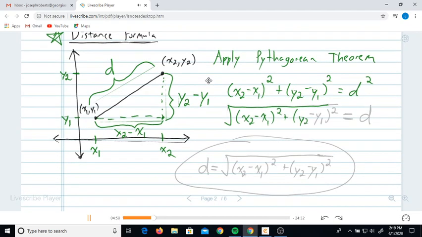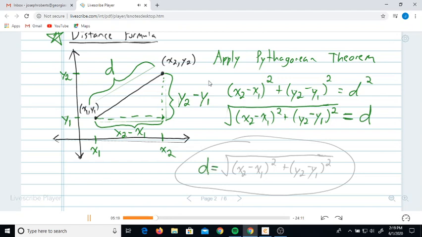Now you might be wondering, Mr. Roberts, don't you need a plus or minus? If you take the square root on both sides, you're supposed to have a plus or minus. And algebraically speaking, you are correct, but in the context of what we're doing, this represents distance. Distance is always positive, thus we do not need the plus or minus here. And there's our distance formula.